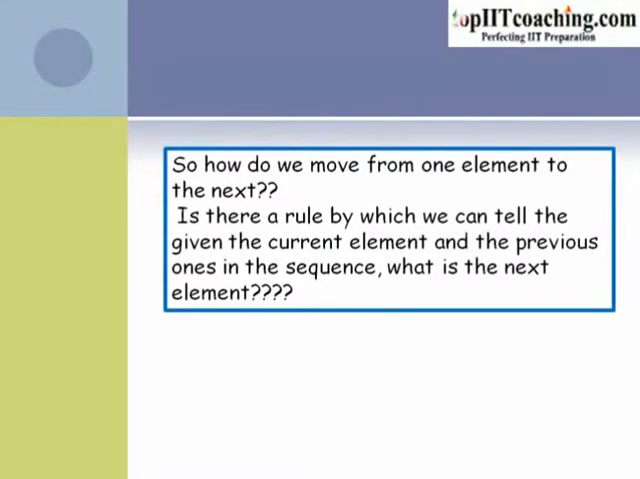Now, how do we move from one element to the next? Is there a rule by which we can tell, given the current element and the previous ones in the sequence, what is the next element? Now, if we say that we have a series or a sequence, is there any rule by which we can tell the current element and the previous element? Also, can we tell the next element? If we have a rule or a pattern, then we can easily tell the next element or the previous element. But what is that rule? This is something we are going to study under the progressions.